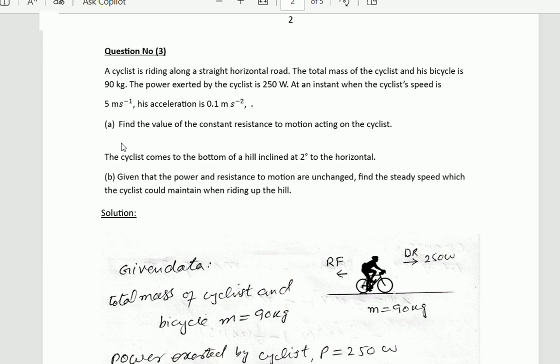For part B, the cyclist comes to the bottom of a hill inclined at an angle of 2 degrees to the horizontal. Given that the power and the resistance to the motion are unchanged, find the steady speed with which the cyclist could maintain when riding up the hill.